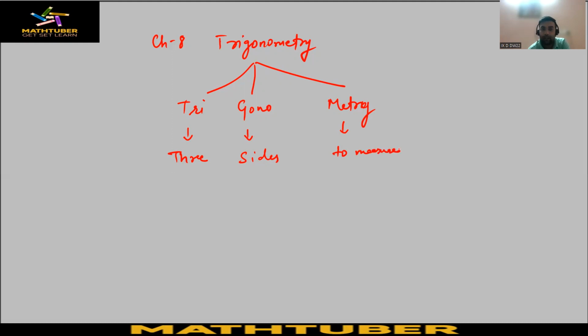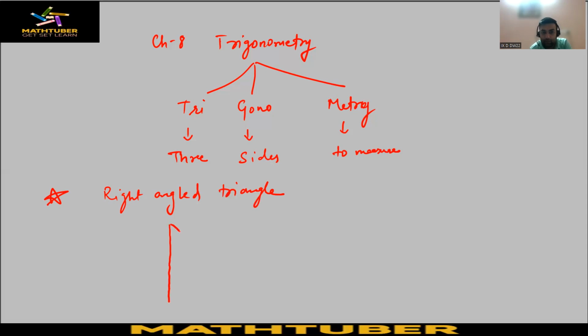So the branch of mathematics that deals with the sides and angles of a triangle, because a three-sided figure is the triangle only, that is known as trigonometry, right? So it is the branch of mathematics that deals with the sides and angles of a triangle, and specifically in 10th class we are going to deal with a right angle triangle. So first of all we have to learn about a right angle triangle here.